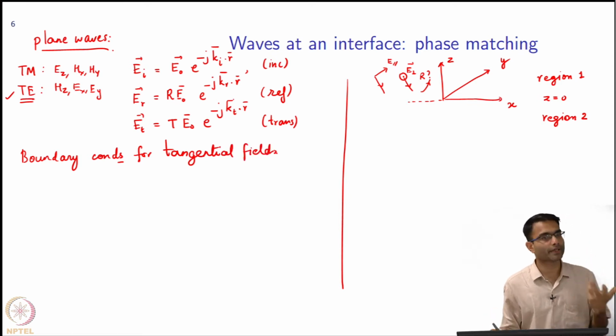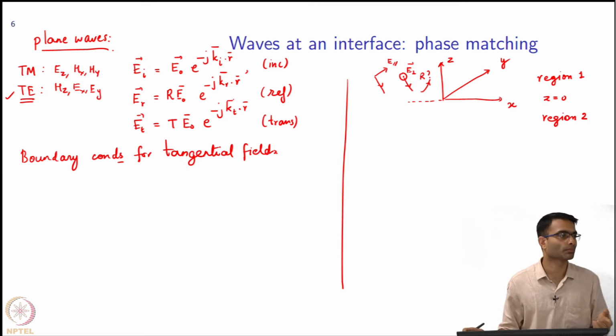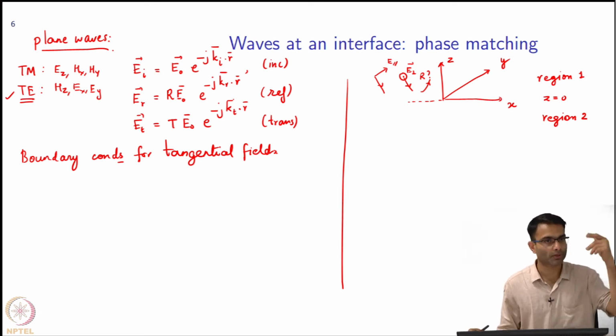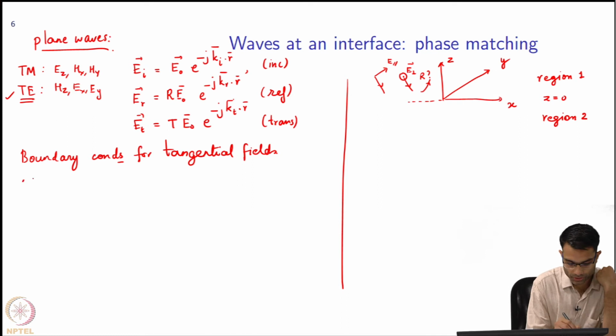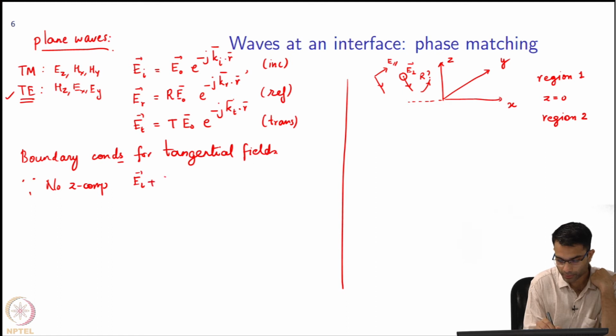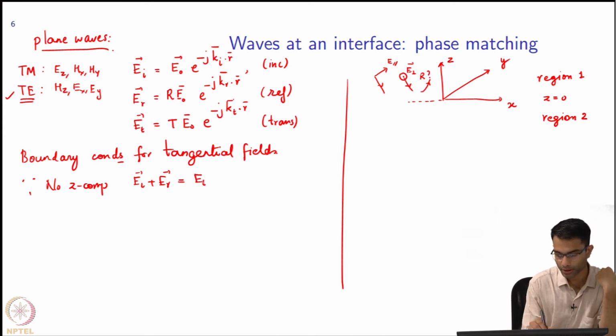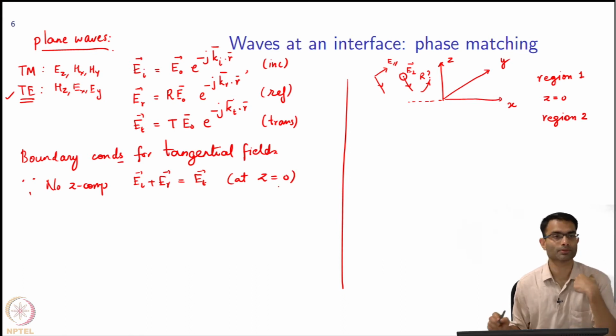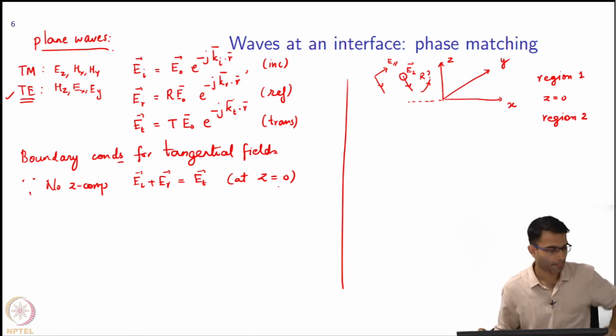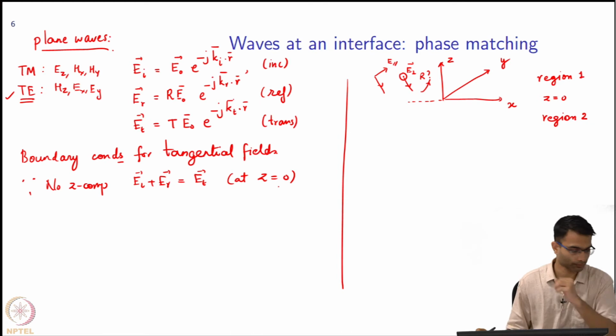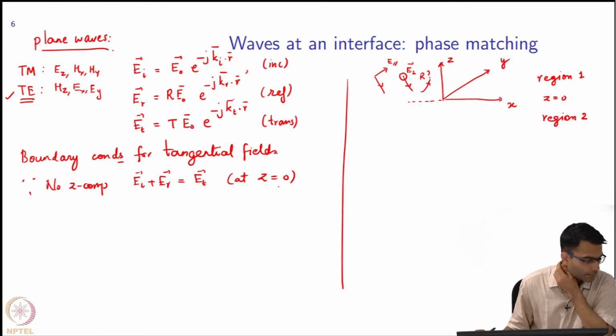My fields are already tangential because there is no z component, right. If there were a z component, that would be a normal component, right. So, since no z component, I can write Ei plus Er, that is the field in region 1, that should be equal to Et only at z equal to 0. So, then what happens next?